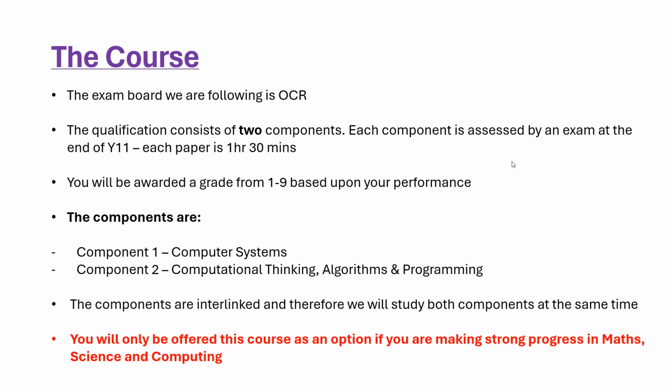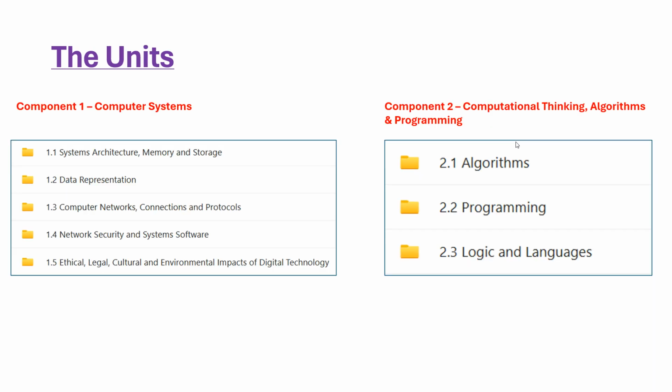A little bit of information: we only offer this course as an option if you are making strong progress in maths, science and computing across Key Stage 3. Without going into too much detail, these are some of the things that you can expect to study across both units. Component 2 looks like it's much smaller, but it involves looking at a lot more advanced programming techniques and building upon that throughout the course.